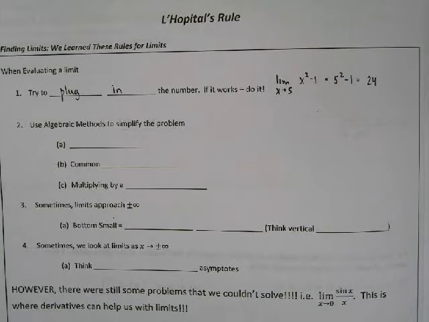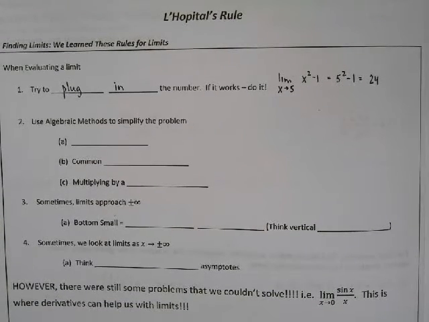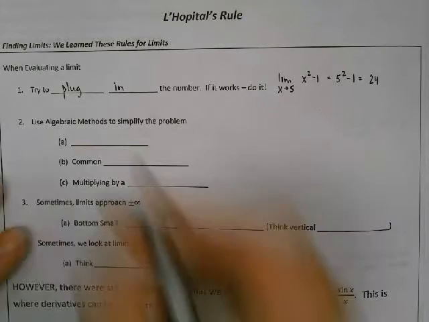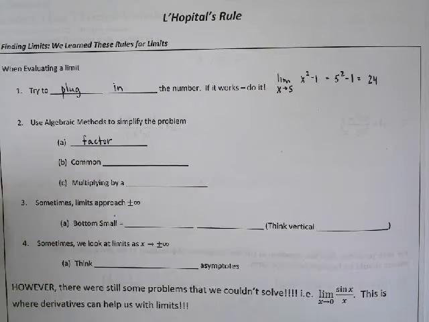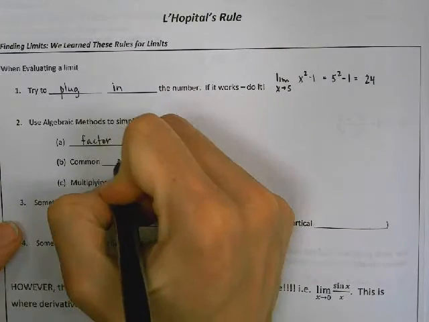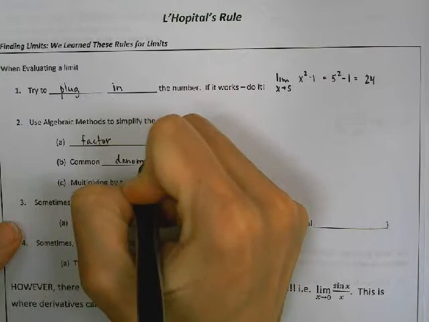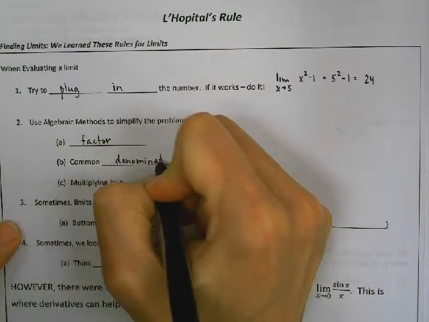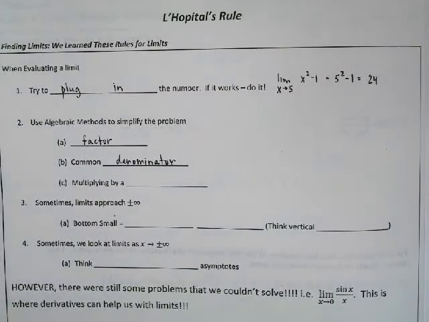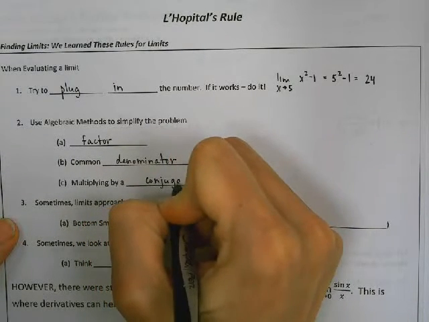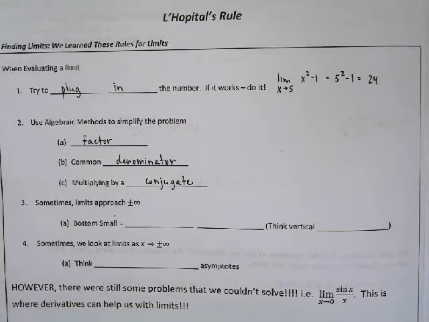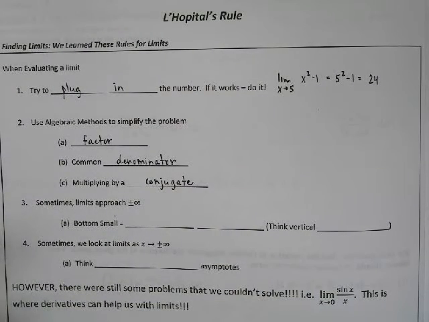So we had 3 algebraic methods that we could use to try to simplify the problem before plugging in. The first was factoring. The second was finding a common denominator. And the last one was multiplying by a conjugate. And we found that took care of most cases. However, we did have some other special cases.